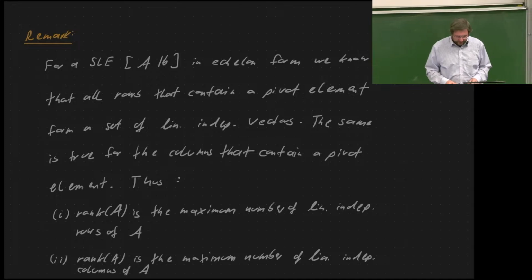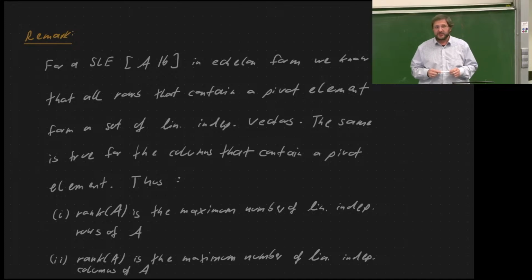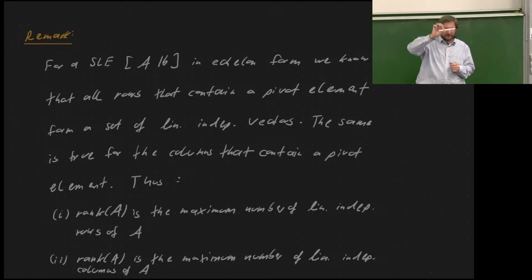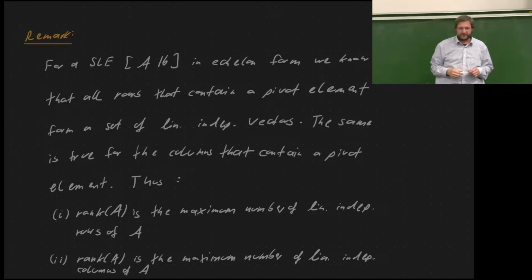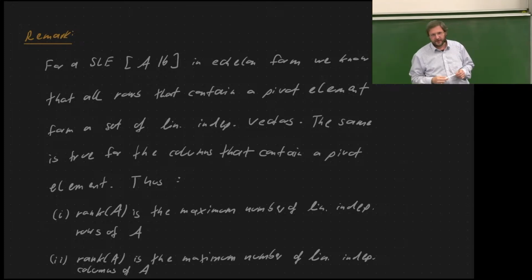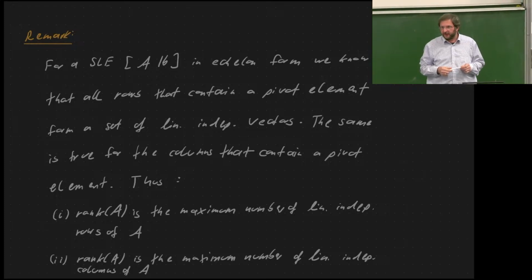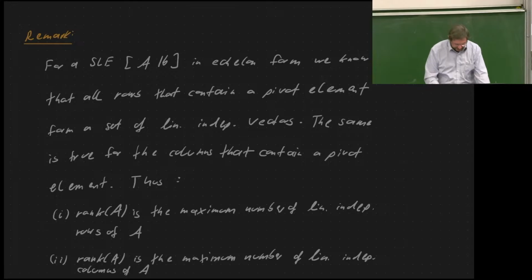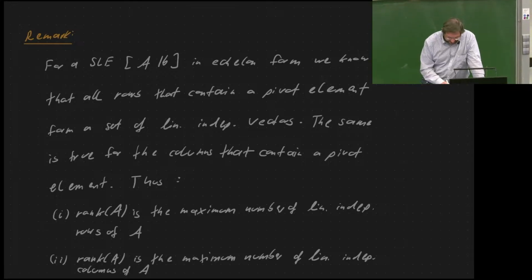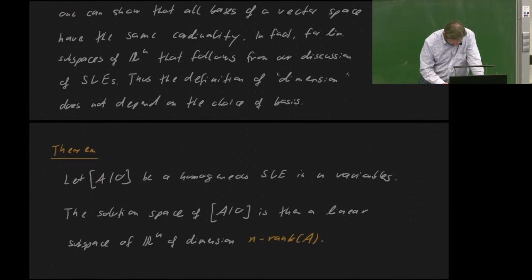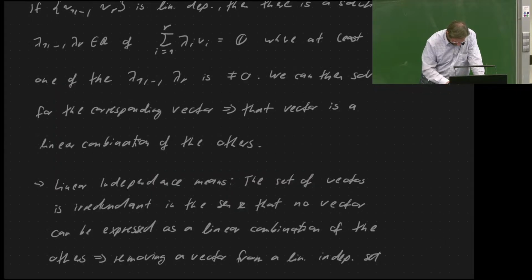All right, quick remark. If we're talking about systems of linear equations, we can consider the rows or the columns of that system as vectors. And we can, of course, ask the question, are those rows or columns linearly dependent or not? And if we do that, I think I have an example of that somewhere. Do I? Nope. Well, let's make one up.